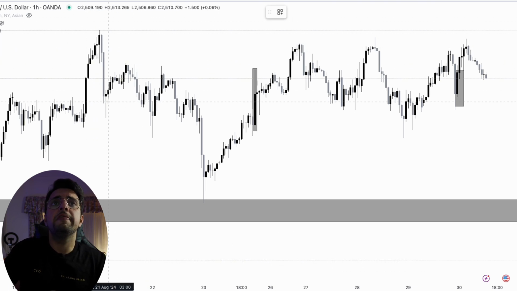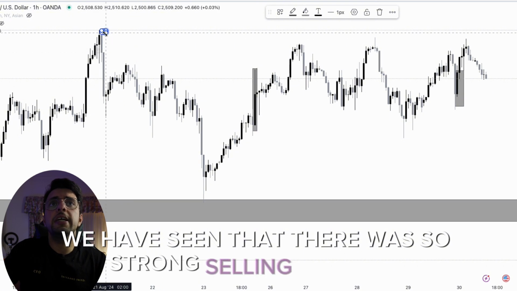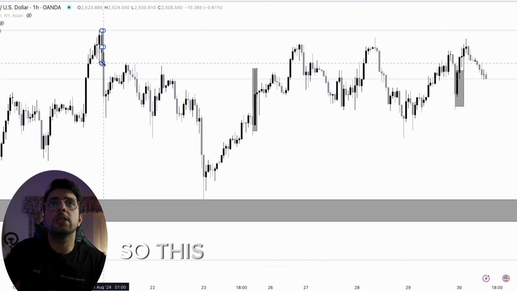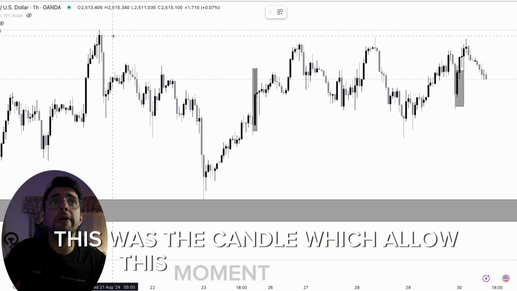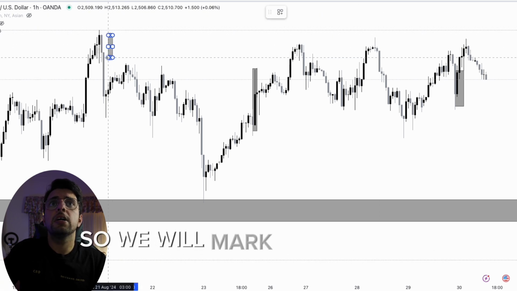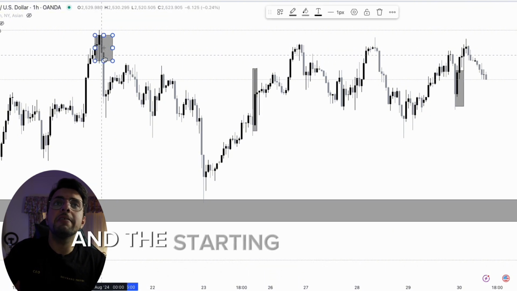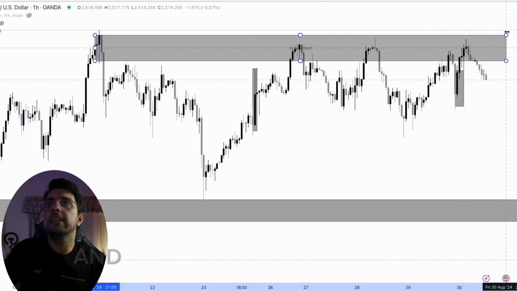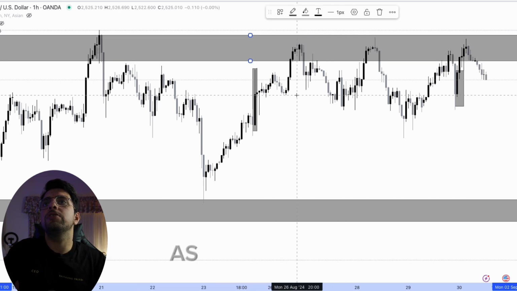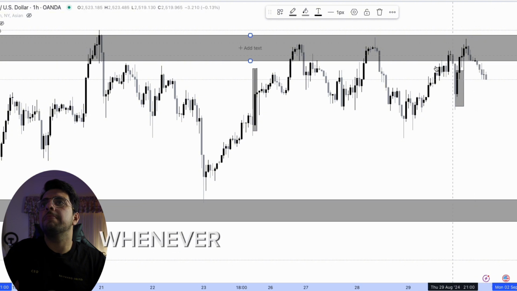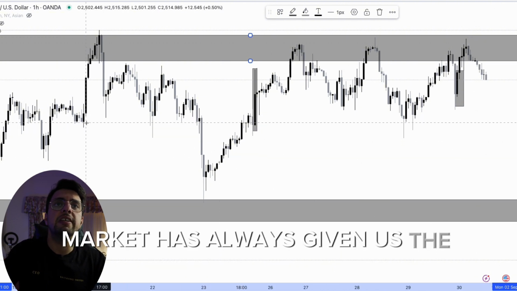Now I will remove this also, because we know that the market has given a huge momentum from here. How will we mark it? We have seen that there was very strong selling pressure. So this was the candle which allowed this movement to happen. So we will mark the closing point and the starting point of this candle, and this is our valid supply zone. As you can see, whenever the market has reached this point, the market has always given us a rejection.